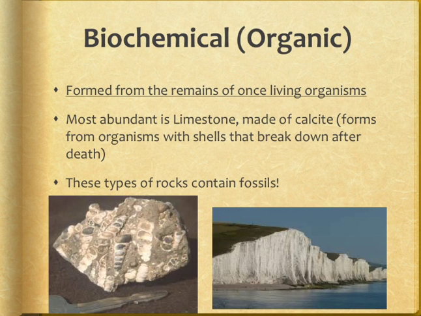And our last type of sedimentary rock, besides clastic and chemical, is biochemical, or organic rock, and this means that it's rock that's formed from the remains of once living organisms. So some common examples are limestone, which is made of calcite, and if you look at the cliffs of Dover down here in England, these are all made from calcite. And so this is essentially the broken down version of shells and organic material from, again, once living organisms. So these are also the rocks that are often going to contain the most amount of fossils.